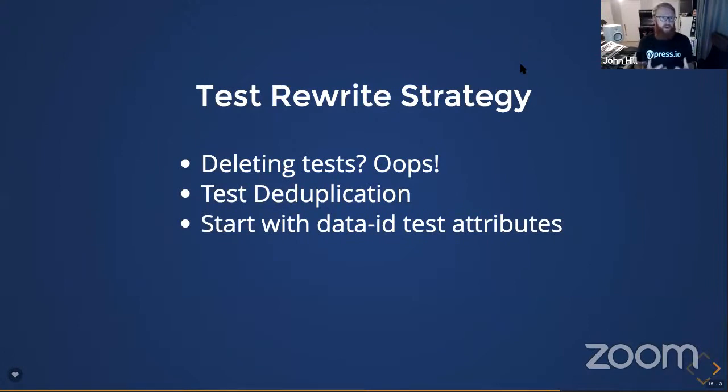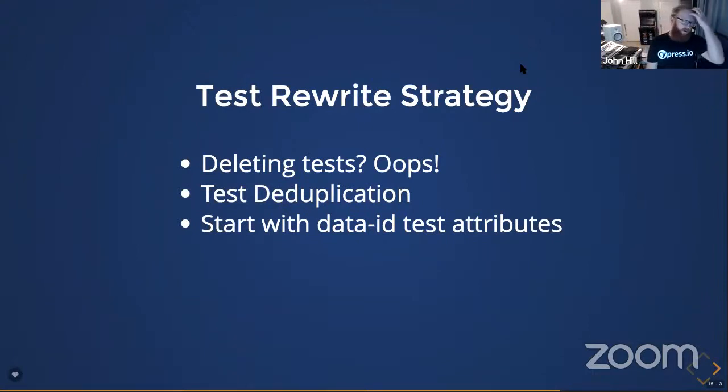We did test deduplication. We only tested one thing if we were on a certain page, and we'd make longer tests. And that has really benefited us in runtime. And you can only get away with that if you have the triage ability of Cypress, the ability to see exactly where it failed. You can get away with longer tests.